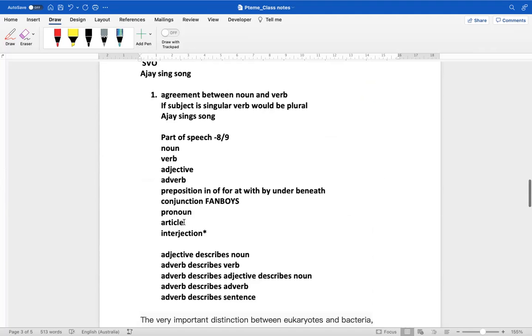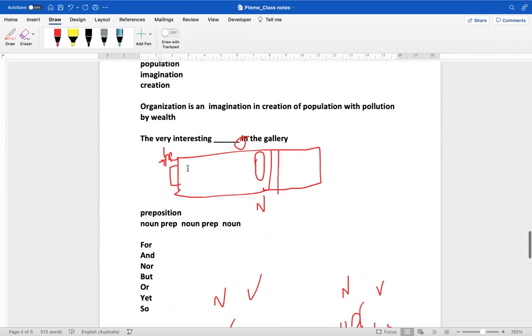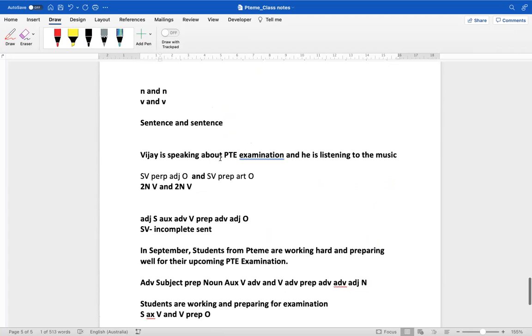And what are pronouns? Yesterday I think we discussed it. Pronouns are nothing but replacements for nouns. So we have some pronouns. For man we say he, himself, his. For woman we say she, her, herself. For objects we say it, that, those. That's it. Most of the time pronouns also act as a subject. See, in my example, Vijay is listening. Vijay is speaking about PT examination, and he... instead of repeating Vijay, I replaced it with he. He is also the subject here.